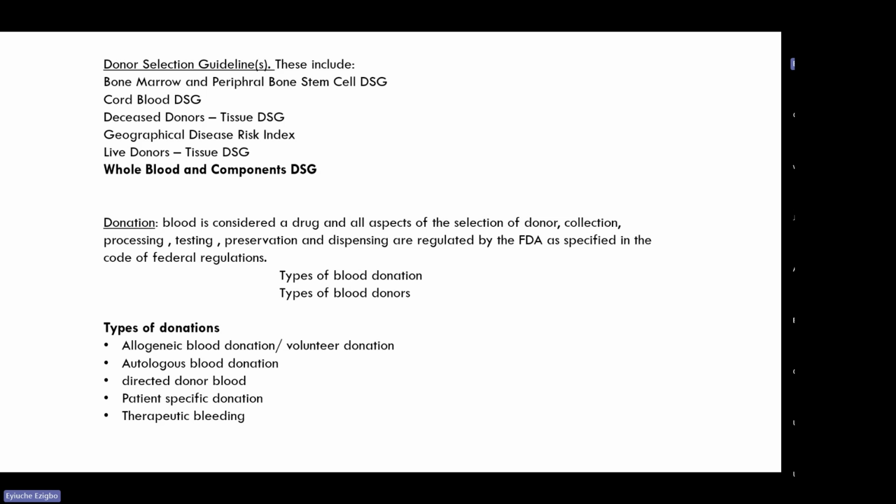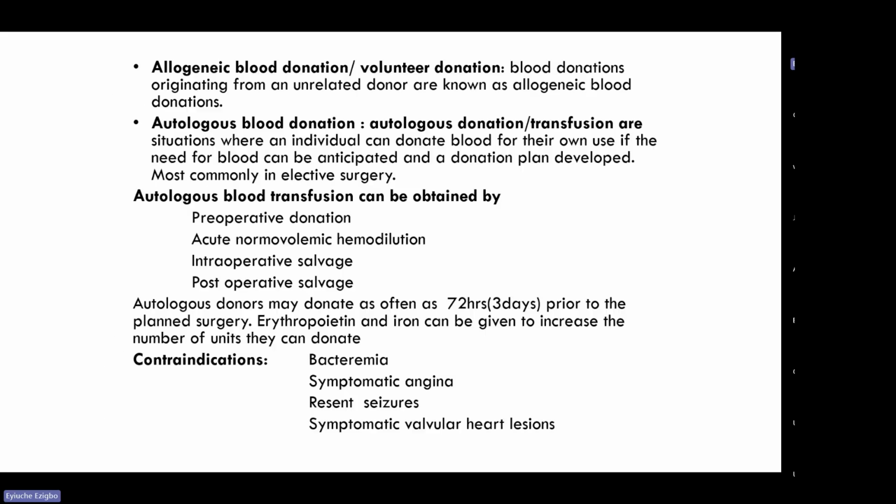Therapeutic bleeding. Okay, so some persons with excess blood, polycythemia, some cases of polycythemia vera, some persons will tell you that when they bleed it, when they donate it, they feel okay. So that's what we call therapeutic bleeding donation. Okay, so allogenic blood donation or volunteer blood donation.